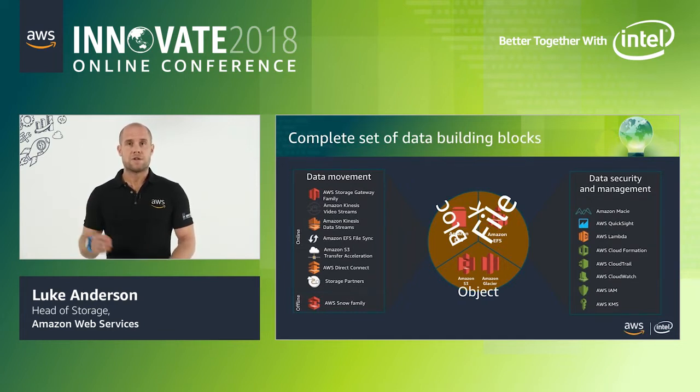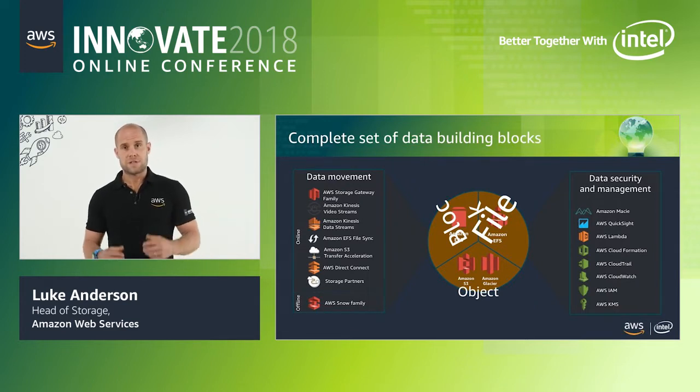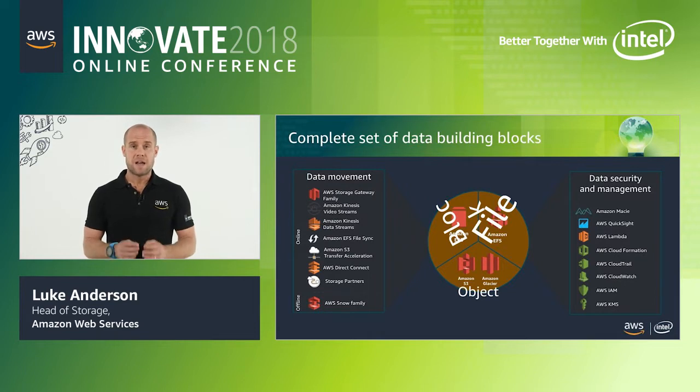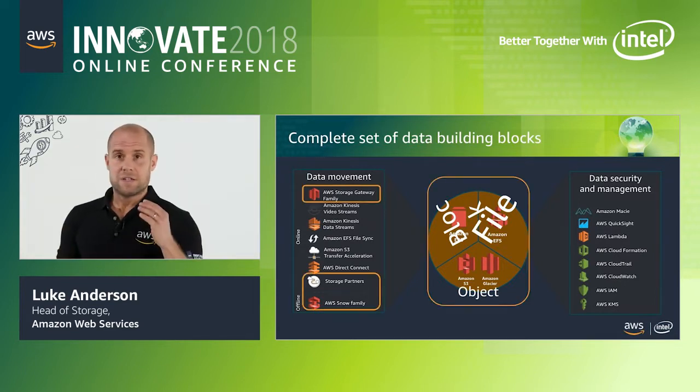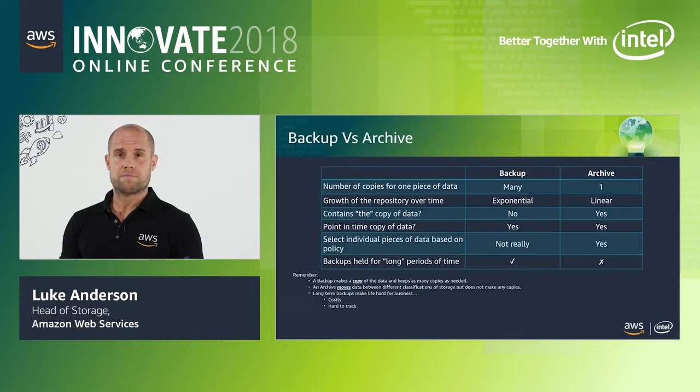On the right-hand side, you see AWS's data and security management services, ranging from data discovery and protection provided through Amazon Macie service, through to data visualization service with AWS QuickSight, through to AWS CloudTrail and identity access management capabilities with AWS IAM and AWS KMS providing encryption. Today's focus will be on AWS Storage Gateway, storage partners, and AWS Snow services.